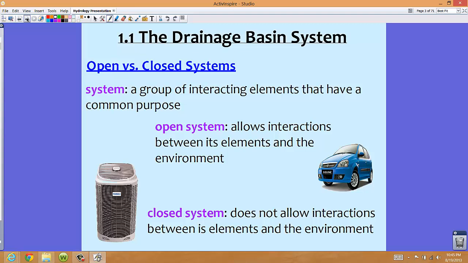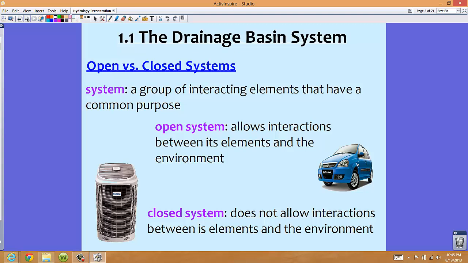So a system is a group of interacting elements that have a common purpose. So systems, we have a global system, the Earth, your human body system, an air conditioner system. These are all systems of interacting parts that have a common purpose. Now we see two types of systems. We see an open system and a closed system.